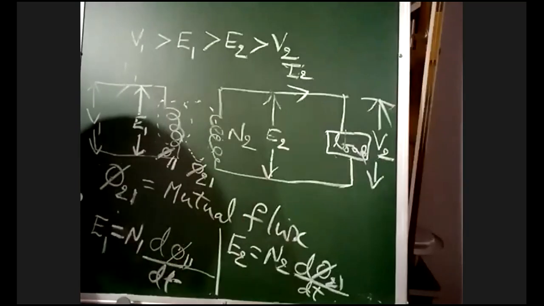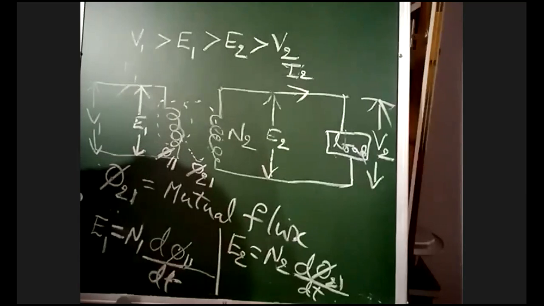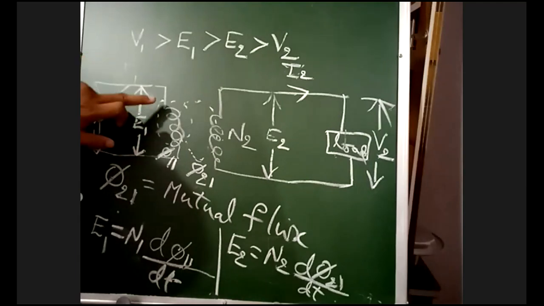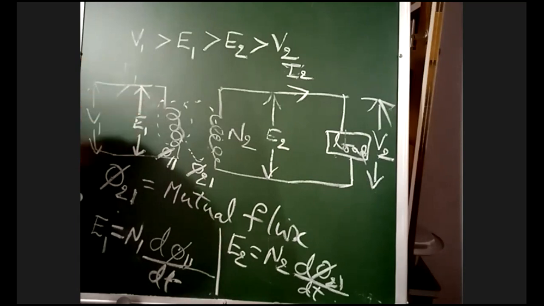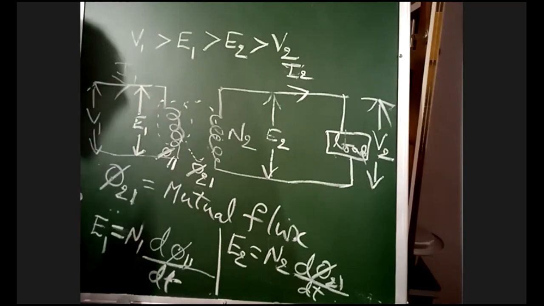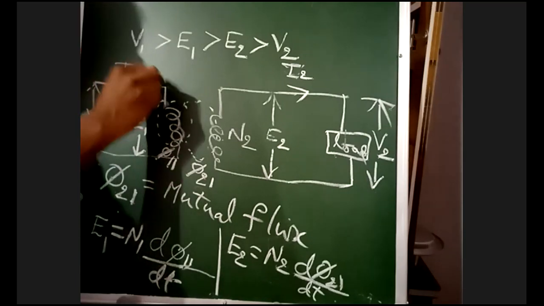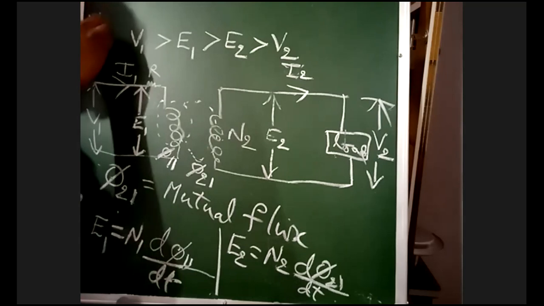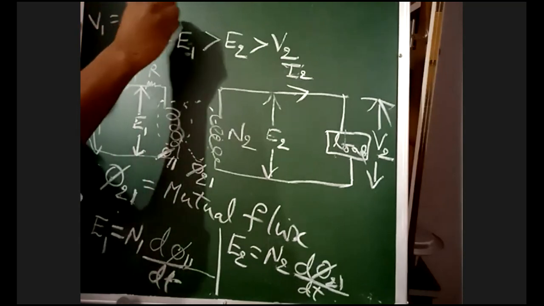Now I am writing like this. Can anyone tell why I am writing like this? Why is V1 greater than E1? Because when you apply V1, this entire voltage will appear across this, but some voltage is dropped across this winding as loss. Some voltage drop will be there in this winding. Therefore, if you have resistance, then V1 is equal to E1 plus I1 into R.